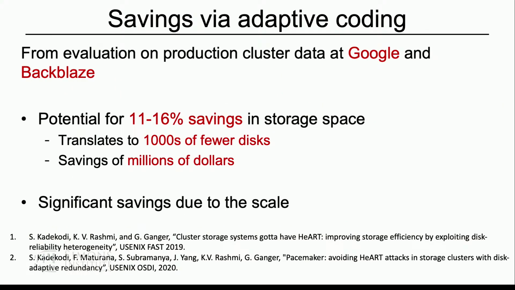Based on the evaluations, I'll not be able to go too much into the details of this, but at a very high level, the evaluation results on production cluster data from Google and Backblaze show that if one were to do disk adaptive redundancy, you can reduce the storage space consumption up to 15% in these clusters. And due to the scale of these storage clusters, this is a significant reduction in the number of disks needed, and also translates to monetary savings as well as operational savings in terms of energy and human capital involved, all these things.